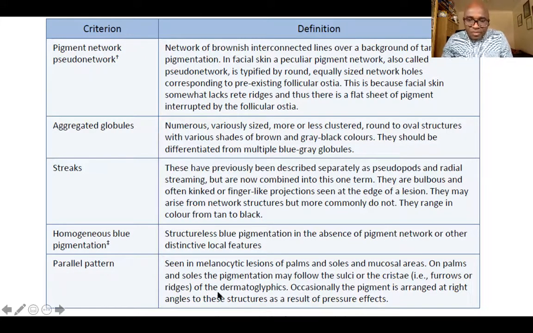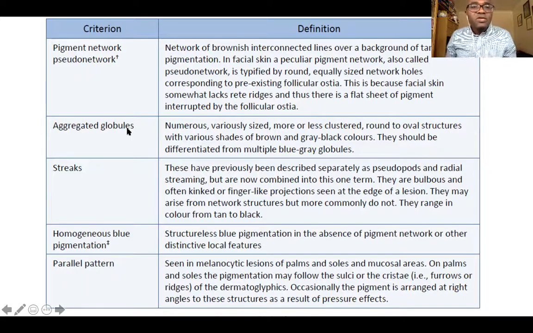Occasionally the pigment arrangement might be at right angles to these structures because of pressure effect. So you might come by either a fibrillar or lattice appearance of these parallel patterns, particularly if you look at weight-bearing areas of the sole of the feet. They might not look that parallel to you in terms of the patterns of the furrows or ridges, but they might have different right-angular parallel patterns. I'll show you; we'll appreciate that in detail when we talk about acral surfaces.